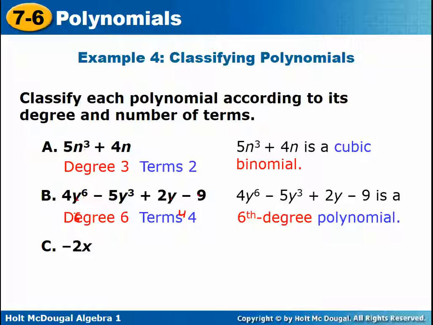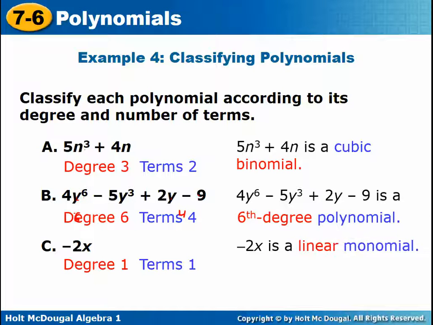This one you should know without even looking. This is a monomial because it only has one term. And if it has a degree of 1, we call it linear. So it's a linear monomial.